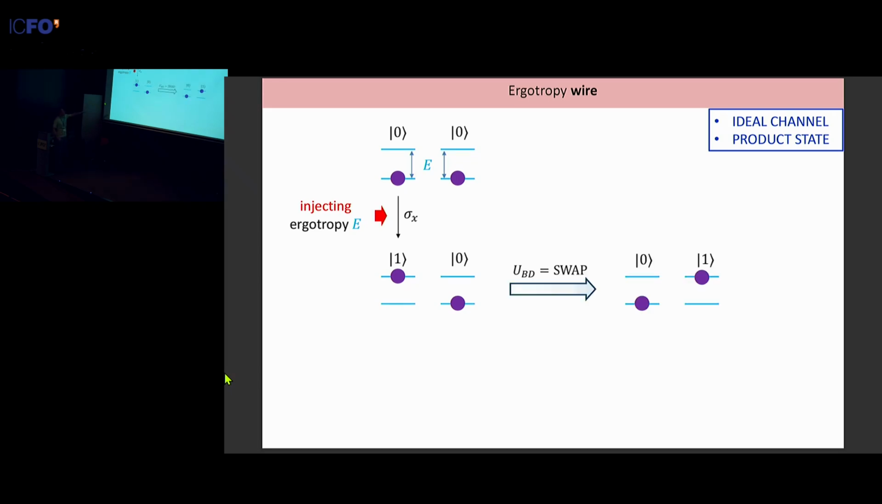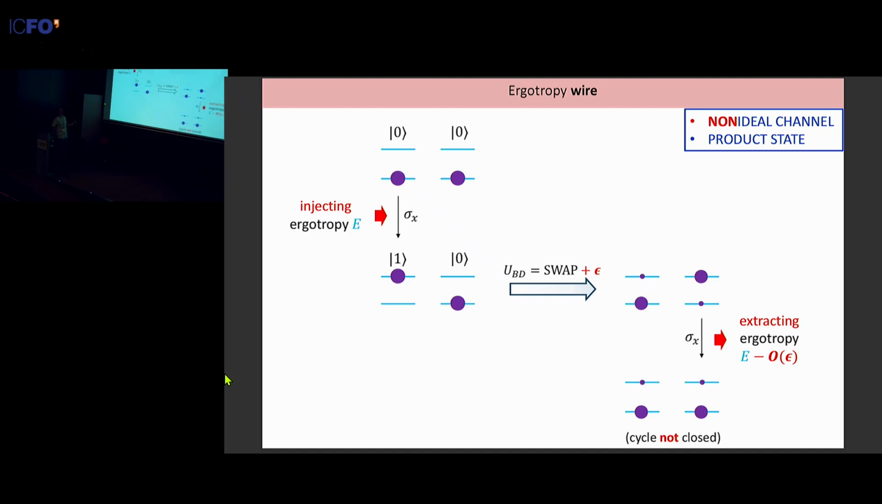Then we do a swap operation between basically B and D, and we take this ergotropy from B and transfer it to D. Something very, very simple and trivial. And then we do another bit flip, a sigma x operation, on the end side of the wire, and we extract the ergotropy that we injected at the beginning of the wire, and we just get it at the end. The cycle is closed, and we can basically repeat this infinitely many times. But this is a very idealistic situation.